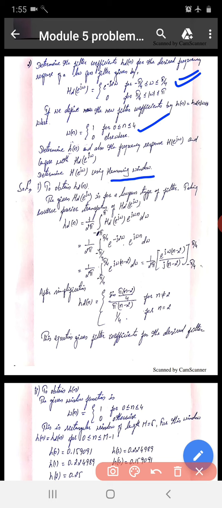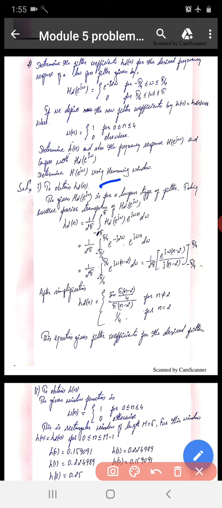In this case, what may be the length? If we guess, based on this, 0 to 4 means M is going to be taken as 5. Next, to obtain our HD of n.